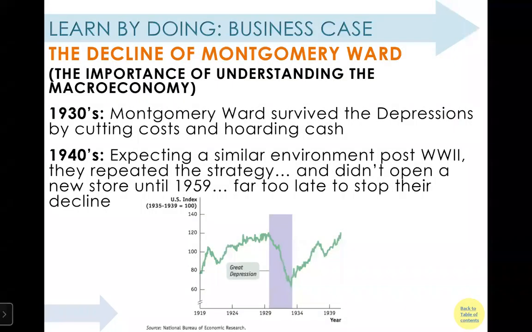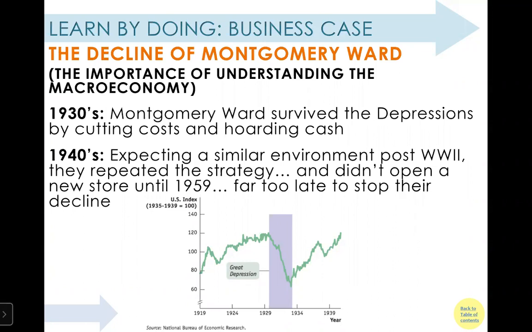Now we look at the last case study for this chapter. This is a true story. There's a company called Montgomery. This company survived the Great Depression by cutting costs and hoarding cash.